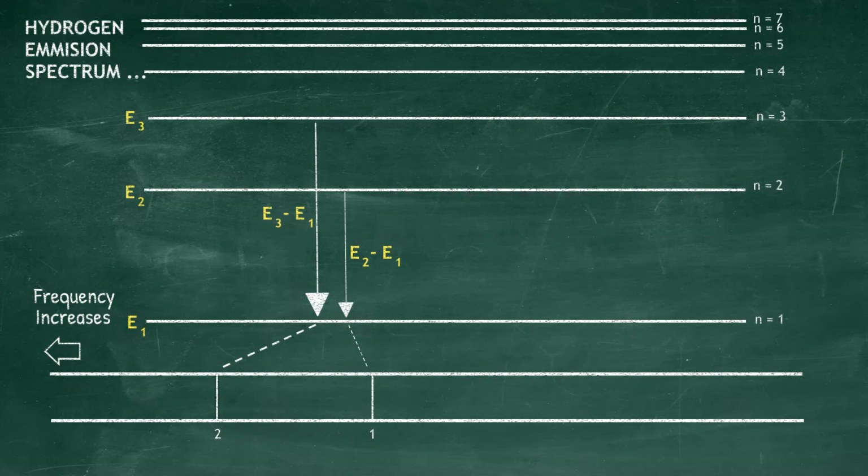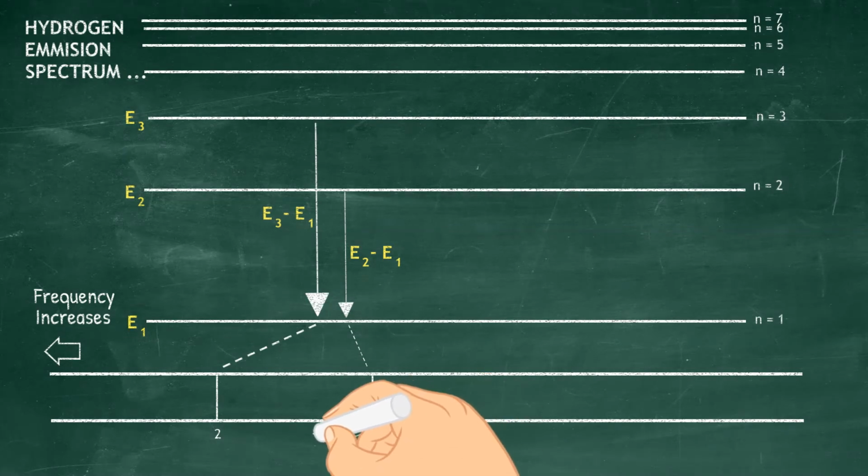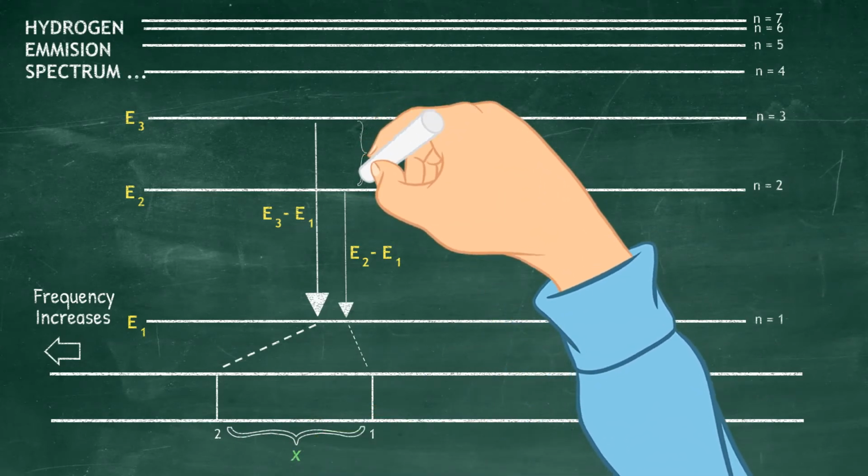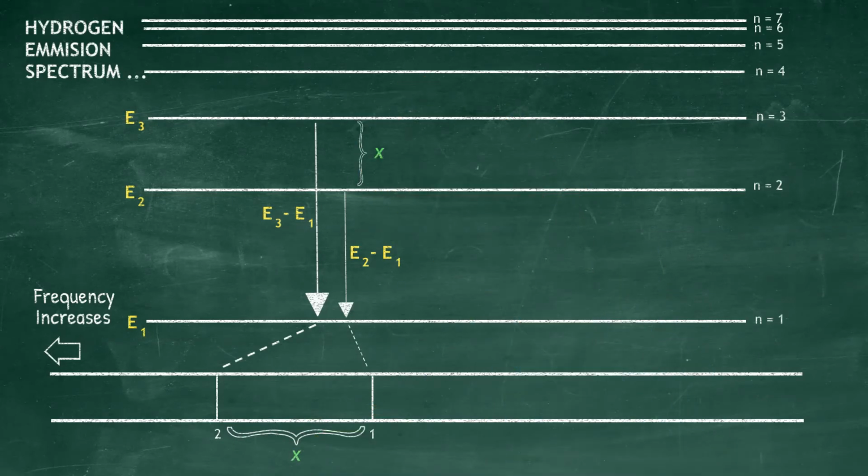The gap between the first line and second line should correspond to the energy difference between the second and third energy levels of the hydrogen atom, because the extra energy emitted during the second transition is equal to the energy difference between the second and third energy levels, that means E3 minus E2.